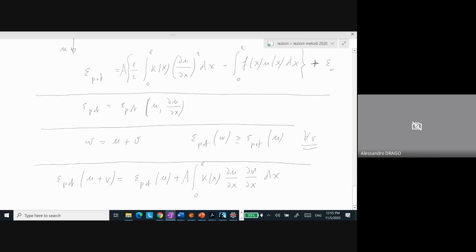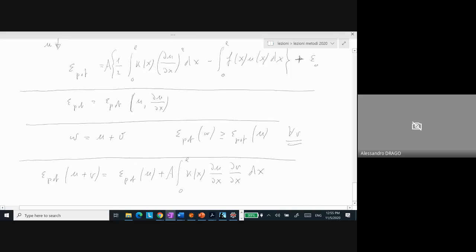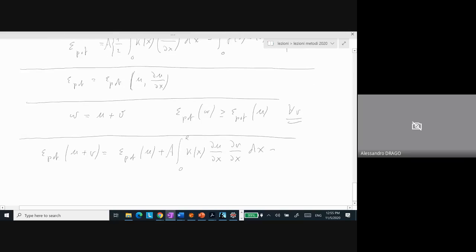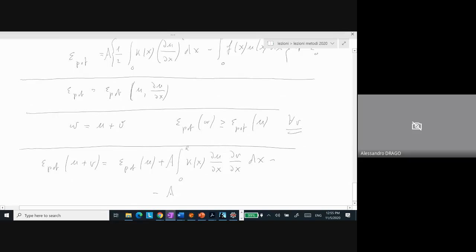So this is the mixed term that I get from here, when I substitute instead of u, u plus v. This object contains v linearly. Let me write for a moment the other term that I get from the second part, from here. That other object is minus a, integral from 0 to L of f of x, v of x dx.